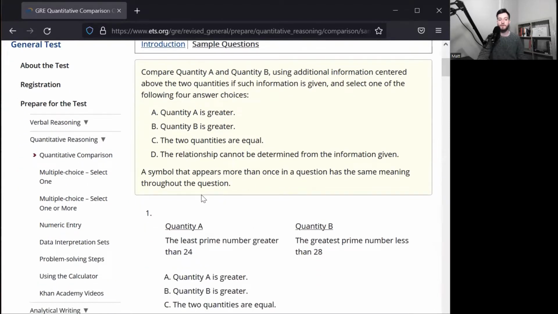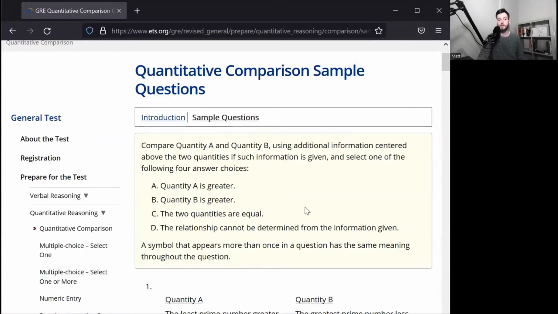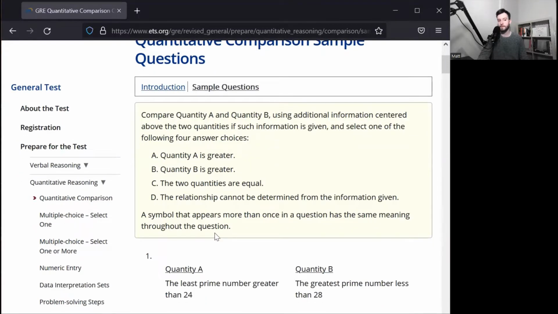Basically, you're given two quantities, quantity A and quantity B, and you have to answer which one is greater. So answer A means A is greater, answer B means B is greater, C means they are the same, and D means it's impossible to know. So D does not mean you don't know, it just means from the information given, it is impossible to know the answer. So let's just walk through them now.